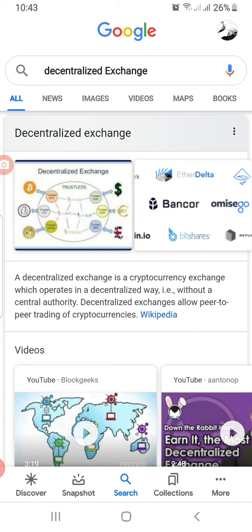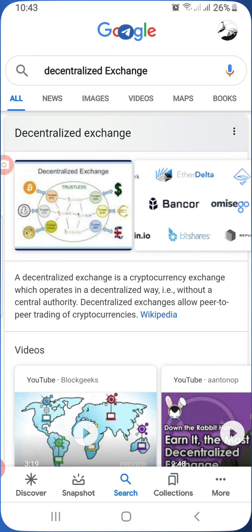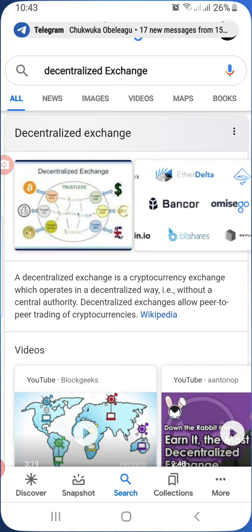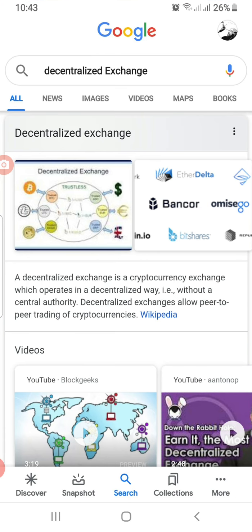Then we have the automated market protocol, which is the likes of Uniswap, SushiSwap, and even MoneySwap. Now, part of the reason for doing this video is to enlighten you so that you understand what is currently happening in the cryptocurrency space. Part of what is happening right now is a rally around decentralized exchanges that run the automated market maker protocol.